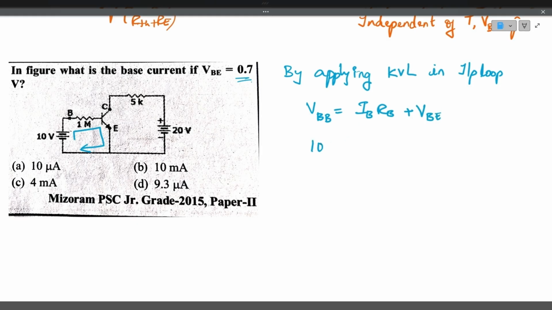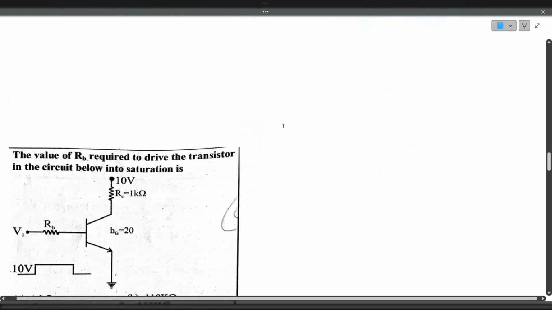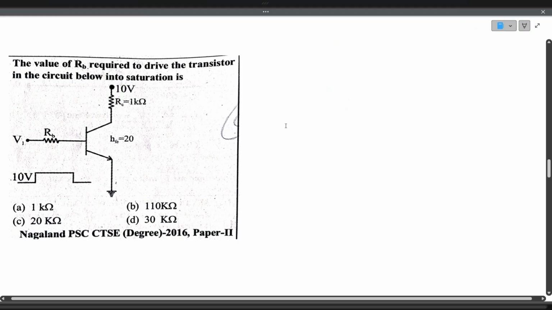So VBB is 10 volts. The base current is not known. Base resistance is 1 mega ohm, plus the base emitter voltage is given as 0.7. So from this we can calculate the base current as 9.3 divided by 10 to the power of 6. So it is nothing but 9.3 microamperes. So the answer is option D. We'll see the next question.